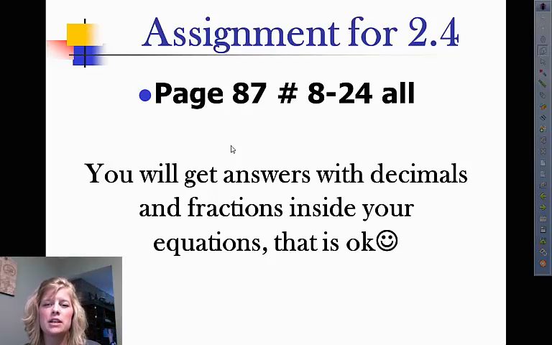Alright, so page 87, 8 through 24 all. We're going to be doing this on Monday. You can go ahead and start it today if you want. Use Monday for a study hall. If you get this done, I'll have the answer key up there ready for you guys to check. If you need help in class, awesome. That's what I'm here for. But you need to have your notes down. There's lots of examples in here for you to copy down, as well as you get to use those notes in your test. You will have equations that have decimals and fractions. That is okay. We're in Algebra 2. Decimals and fractions are our friends. Alrighty, we are done. See you guys.